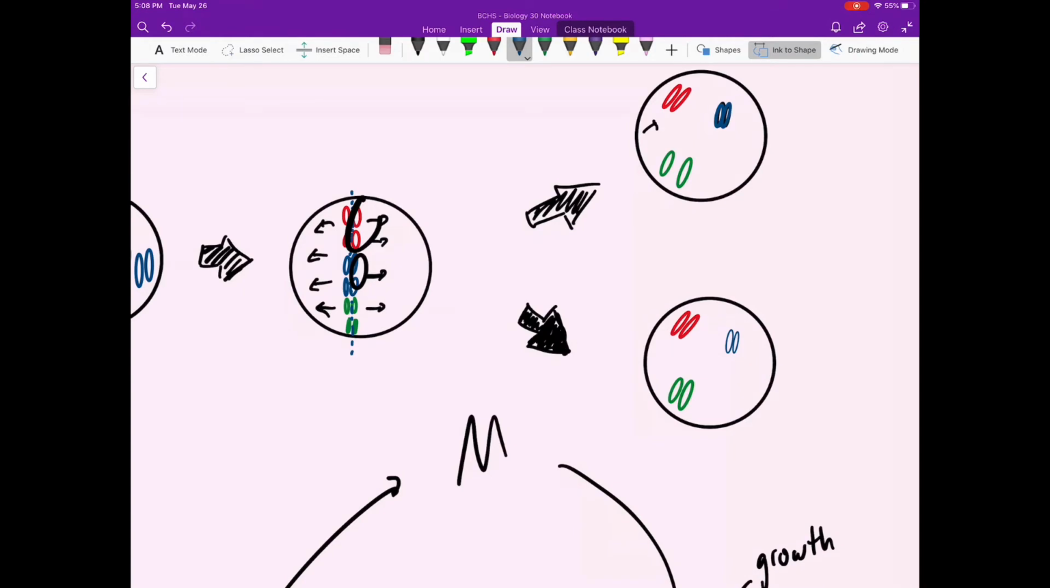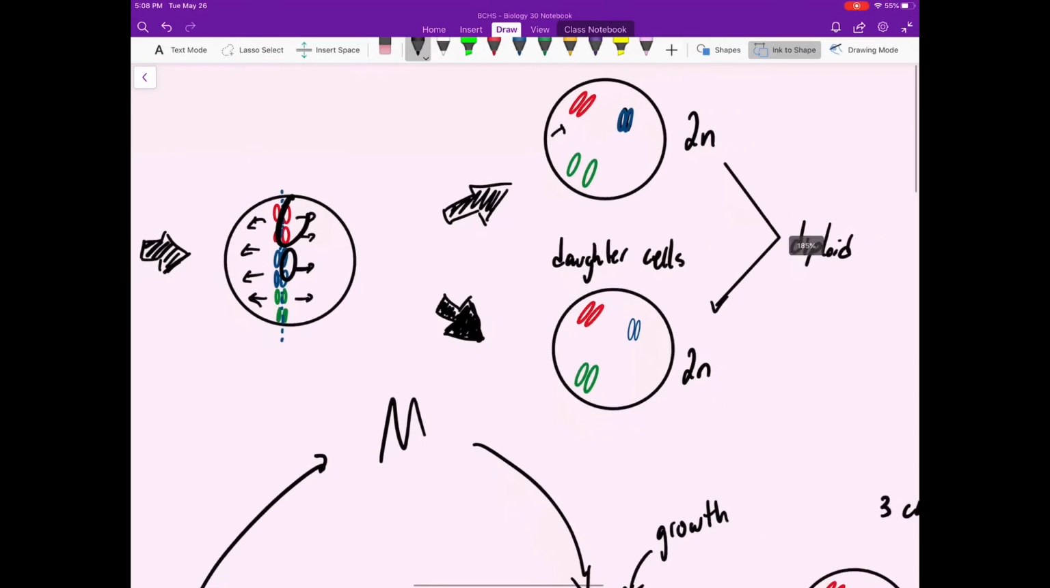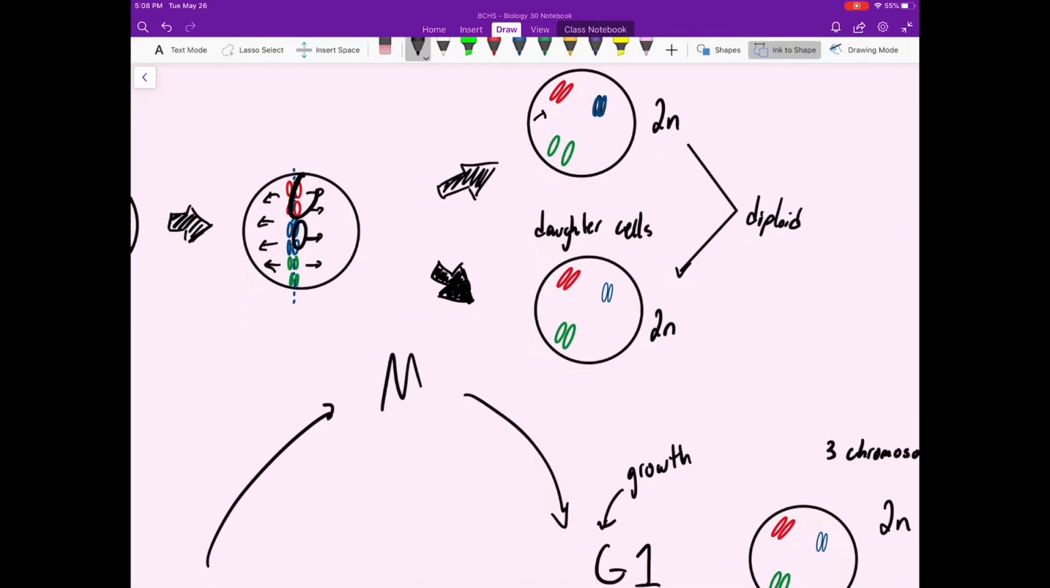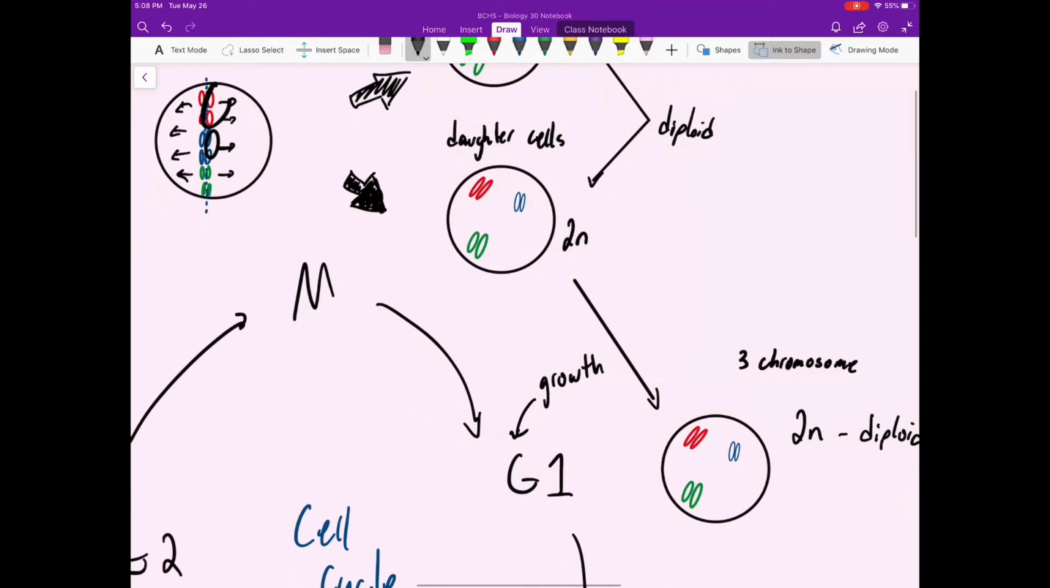So what should end up happening is that your 2 daughter cells that are created go back to having 2 copies. So this is 2N and this is 2N. They are both diploid. And that's what's supposed to happen normally. And so one of these daughter cells will just undergo its cell cycle again, and so on.